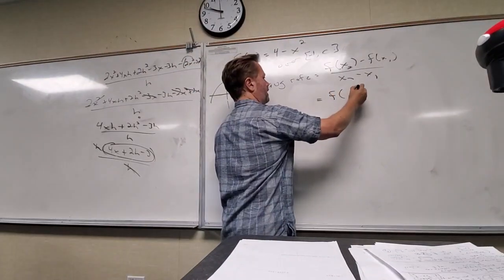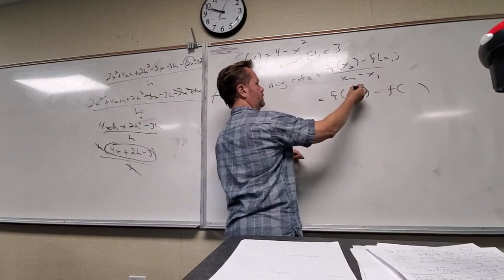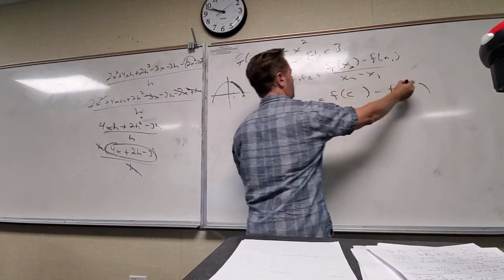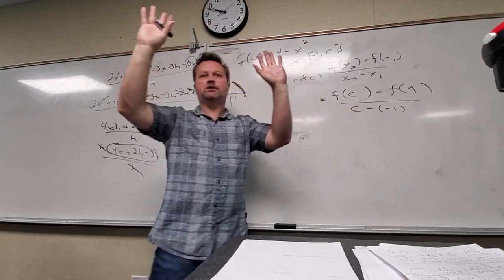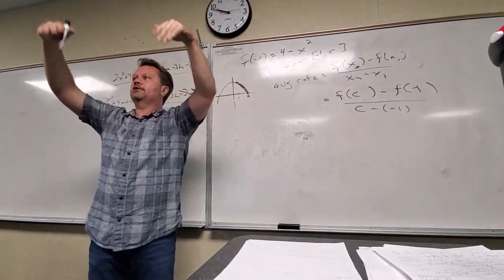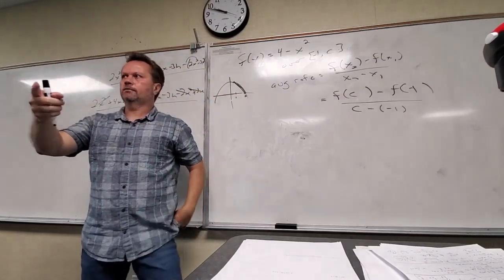So this would be f of what? Oh, sorry. What's the second input? C. C minus f of 1, right? Minus 1 over C minus negative 1. I'm just plugging stuff in, right? First step is just mindless. Just plug stuff in. Now you bring your mind into it.